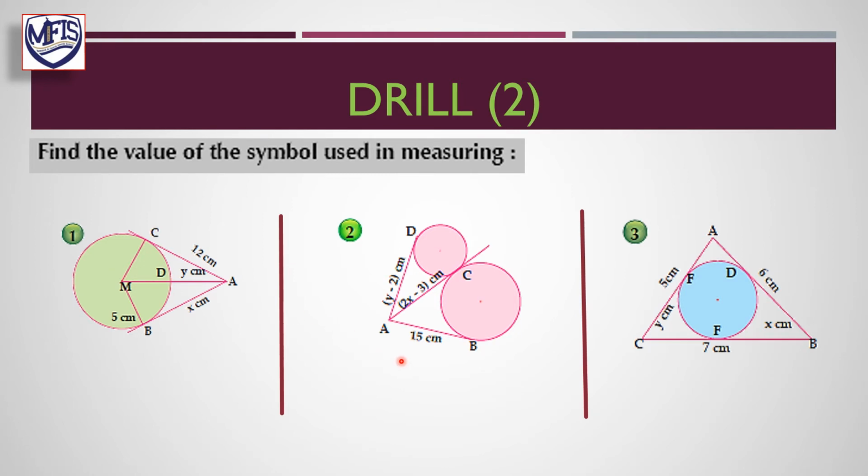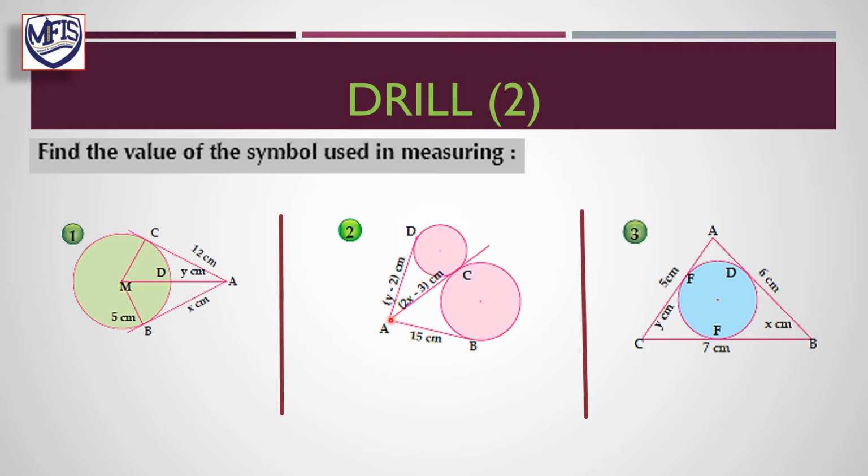Now, problem number 2. Here I have 2 circles touching externally. And I have point A outside the 2 circles. AB and AC are 2 tangents of the greater circle, and AC and AD are 2 tangents of the smaller one. Now I can find the value of x and the value of y. How? The two tangents AB and AC are equal in length. Then 2x minus 3 equals 15. So I can find the value of x here.